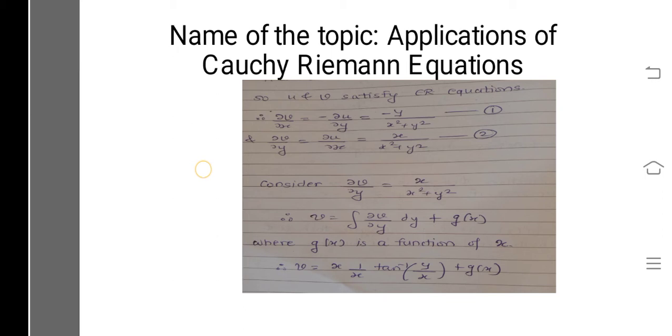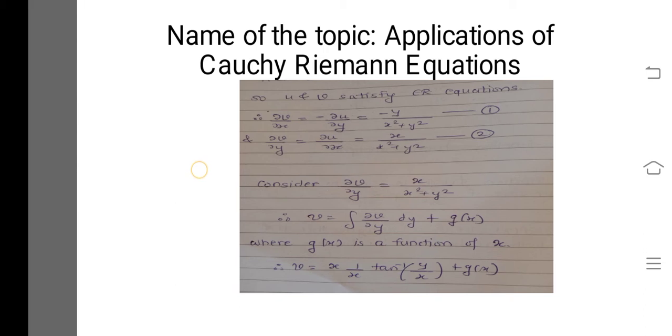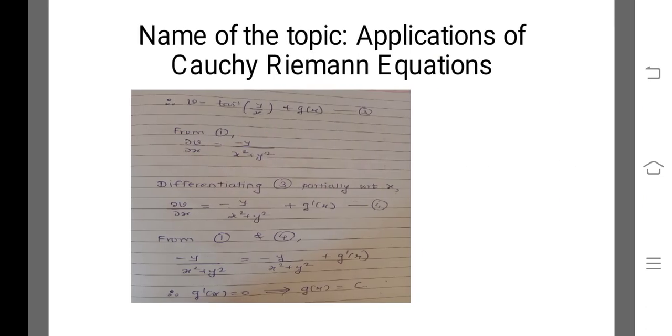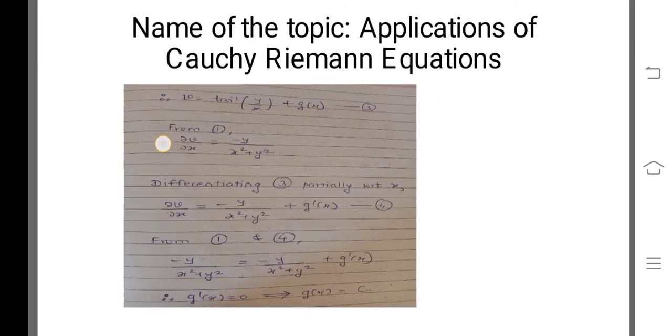The unknown is g(x). To find out the value of that unknown, we will make use of expression number 1. From 1, we have ∂v/∂x equal to minus y upon x square plus y square. So we will differentiate the v which we have obtained in expression 3 partially with respect to x. So we will get ∂v/∂x as minus y upon x square plus y square plus g dash of x. We will call this 4.